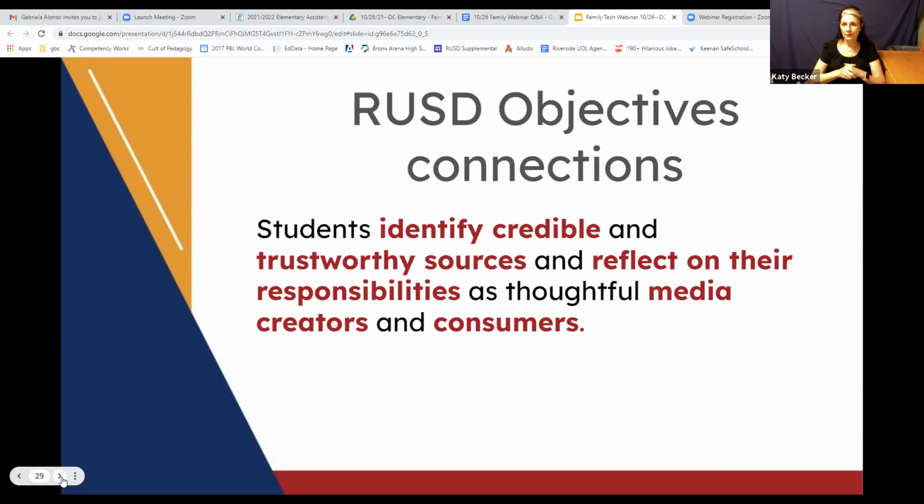So as we started with earlier this evening, we talked about the objectives that RUSD identifies. And so just to make those connections throughout this presentation, you heard me say over and over again about trustworthiness, creatively thinking, being responsible. And so again, to make those connections, we want our students to identify the credible and trustworthy sources. We want them to reflect on their responsibilities as being media creators as well as media consumers.